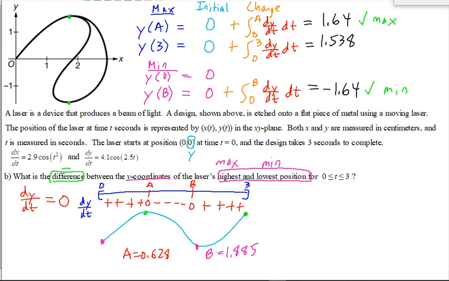And then finally, it says what's the difference between them. So to get the difference between them, you would just take our maximum minus the minimum to see how far apart they are. And you can see that would give you 3.28. And the units here are centimeters.